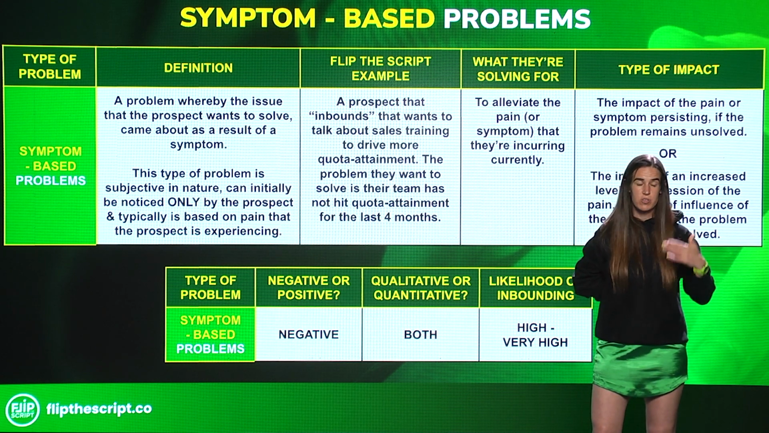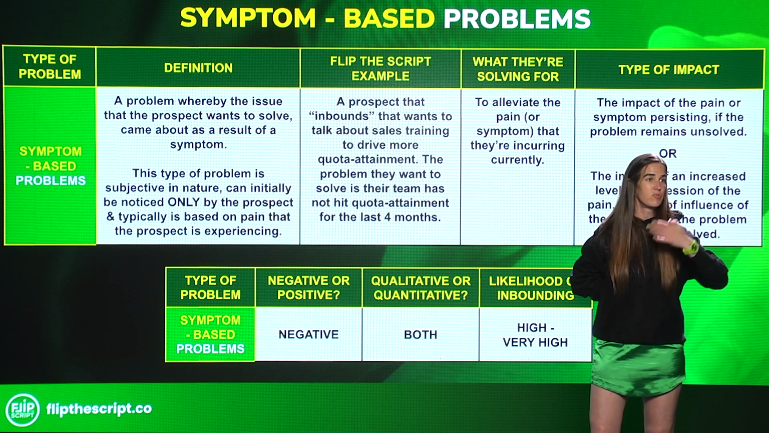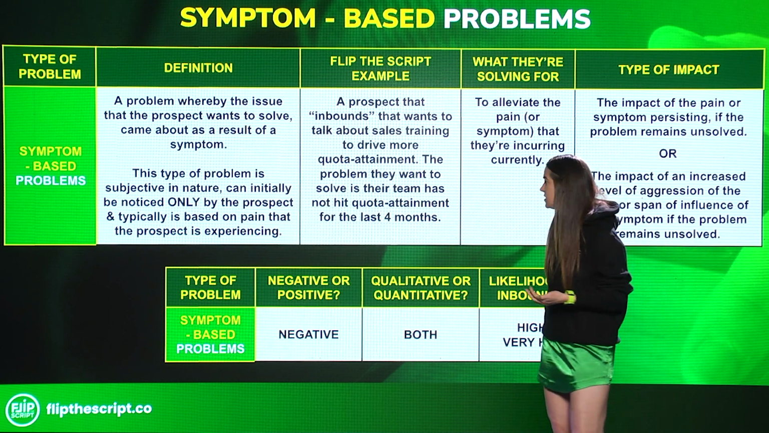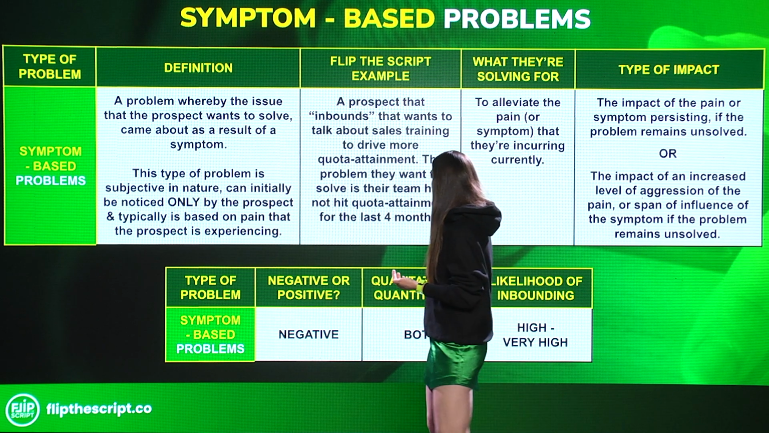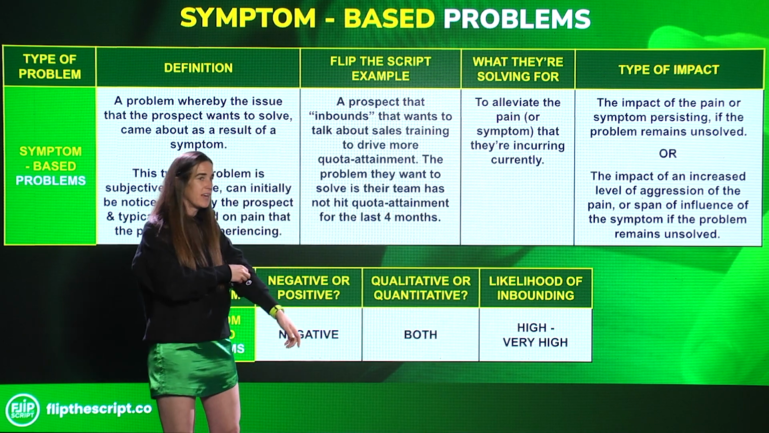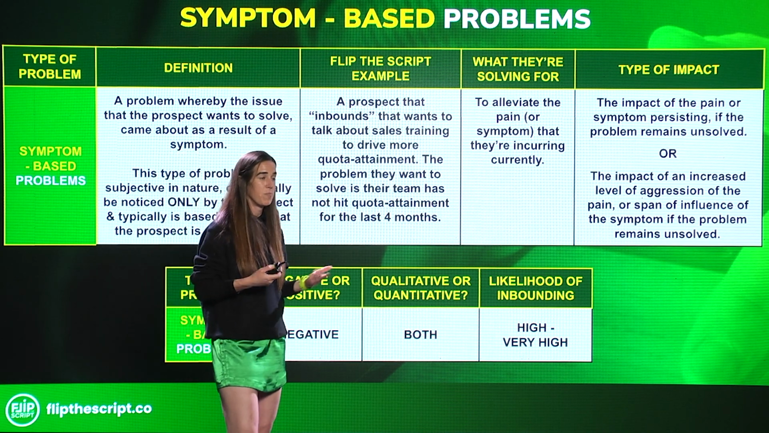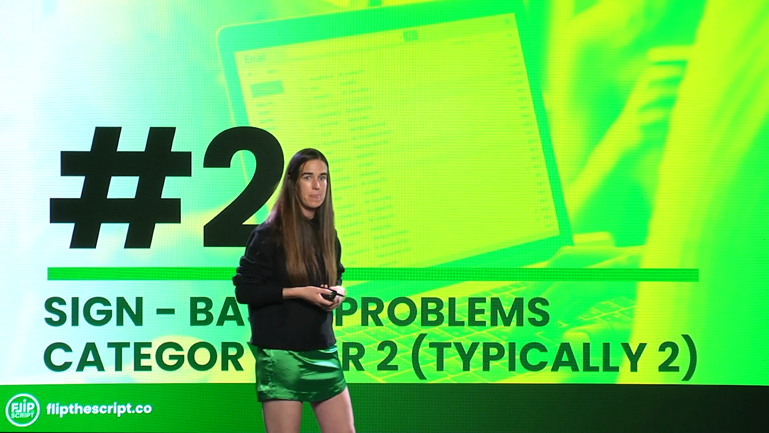So what they're solving for is to alleviate the pain. I come into the doctor's office because my head hurts and I'm trying to get that to go away. So it's typically a negative problem. It can be qualitative or quantitative or both, with a very high likelihood of inbounding. Typically, this is someone who self-identifies, by definition, so they're going to come inbound.